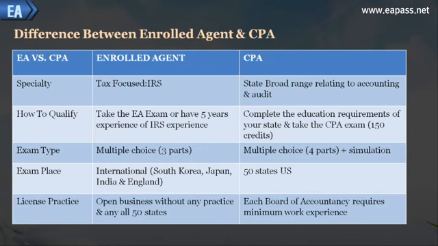Exam place: for the CPA, you can only take the exam in the United States, but the enrolled agent exam you can take internationally, in South Korea, Japan, India, and England, as I mentioned before. Then the license: it is a federally issued license, so you could practice in any of the 50 states. But for the CPA, you can only practice with the license you get from that state.